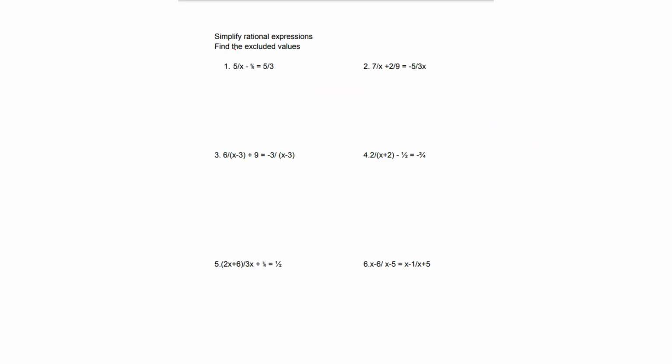This next part, we need to simplify the rational expressions and find the excluded values. So for number 1, we have to solve for x.